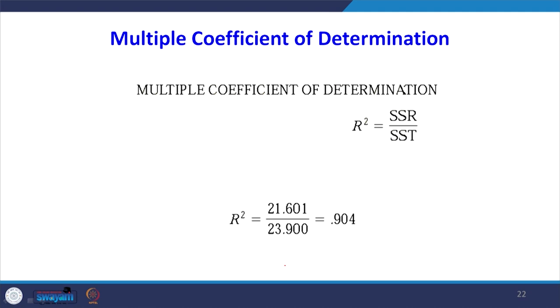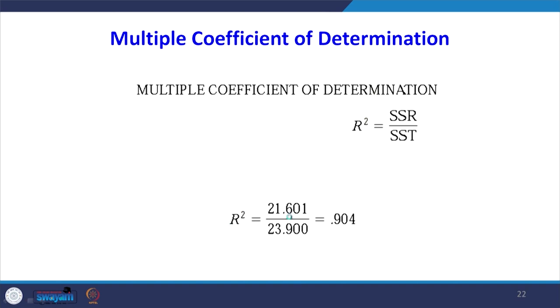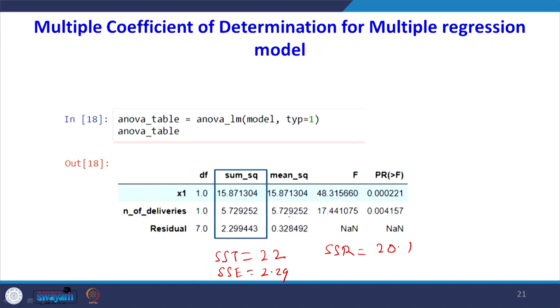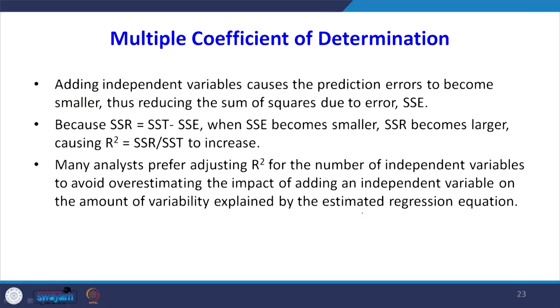Now, you will see what the multiple coefficient of determination is. For a simple linear regression model, we call it the coefficient of determination. Now, with multiple independent variables, we call it the multiple coefficient of determination. It is SSR by SST. SSR is when you add these two, 15.87 plus 5.7, about 21.6. SST is when you add all three, approximately 23.1. So 90.4% of the variability of y can be explained with the help of these two independent variables. The R square has increased, so it is a good model compared to the simple linear regression model.